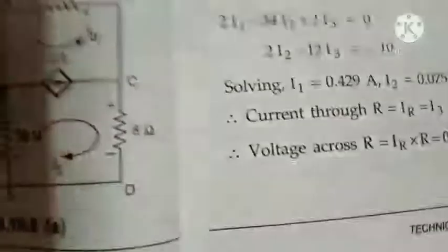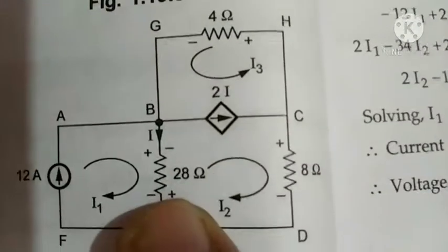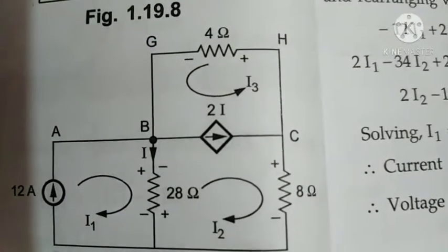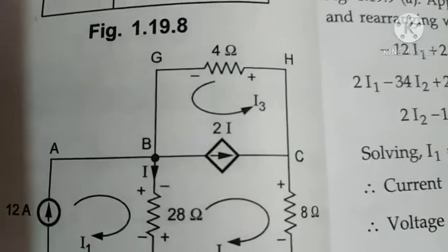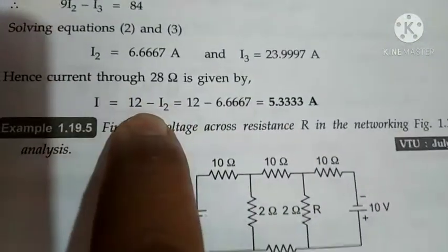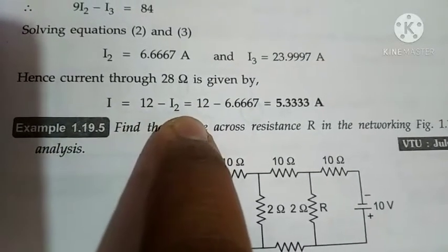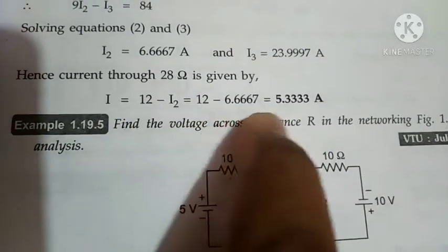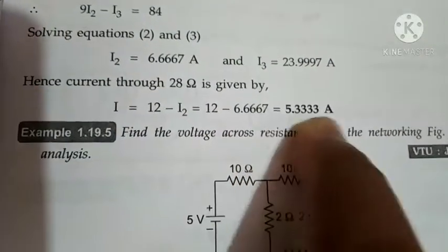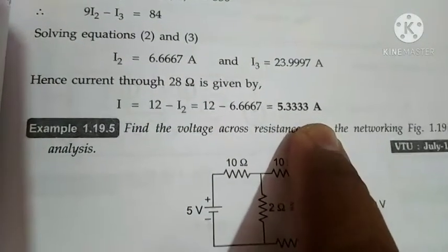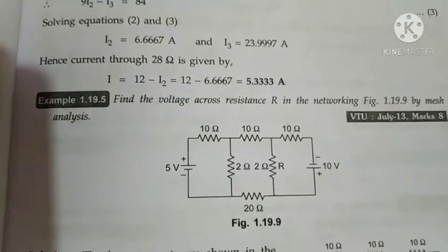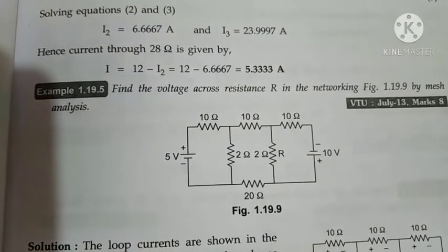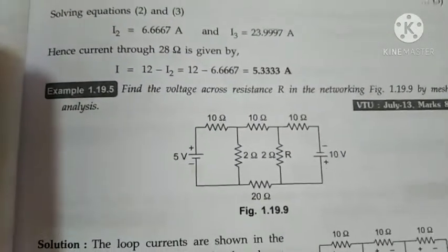They are asking us to calculate the current through this 28 ohm. The current through this 28 ohm is I1 minus I2 or I2 minus I1. So we'll subtract the values here. I1 minus I2 they have written, that is 12 minus I2, and after simplifying we get the value of 5.33 ampere. Next: find the voltage across resistance R in the network by using mesh analysis.